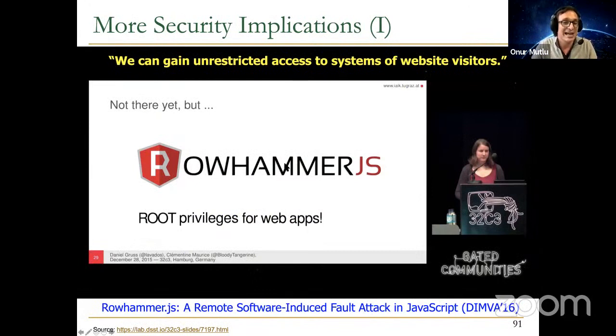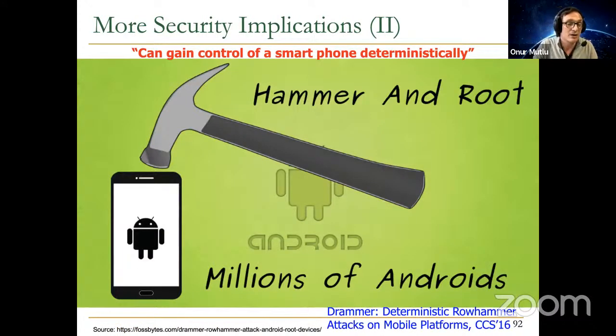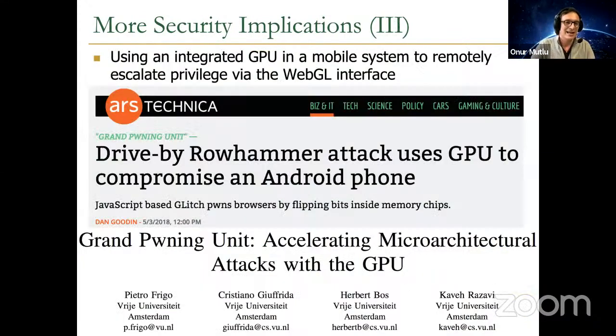But there are real attacks that are actually built by other folks based on our paper. These folks at TU Graz show that they can gain unrestricted access to systems of website visitors by taking advantage of RowHammer bit flips in JavaScript. These folks from Vrije University in Amsterdam show that they can deterministically take control of an Android phone if you download their app, and this app figures out how to attack you with RowHammer. And some similar folks show that you could do these attacks much faster using GPUs.